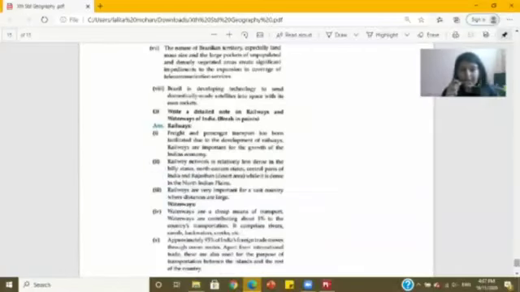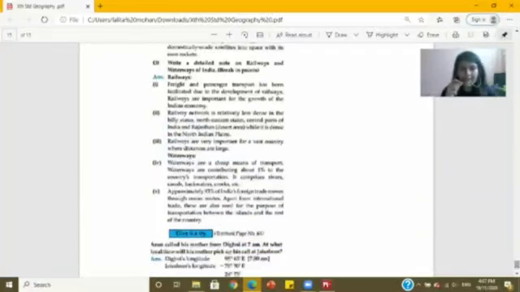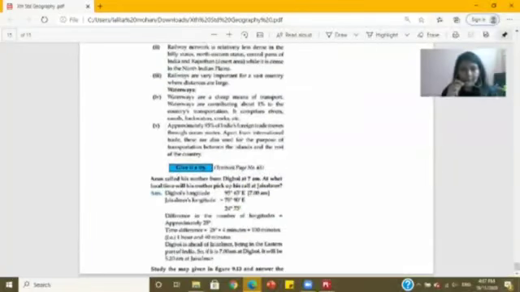Question 3, write a detailed note on railways and waterways of India. So we have broken it down into railway and waterway, which I have already read out for you. And lastly, give it a try, page number 65 of your textbook.